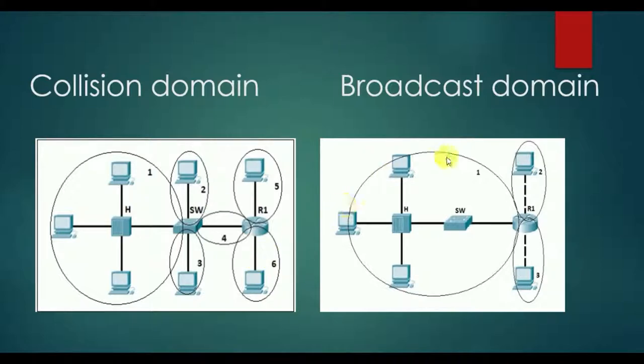Now let's understand the broadcast domain. Only the router has the capability to have a separate broadcast domain for all the ports. If we look at the router, we can see every port has a separate broadcast domain. But all other devices like the hub and the switches share the same broadcast domain. So that's the difference between the collision domain and the broadcast domain.